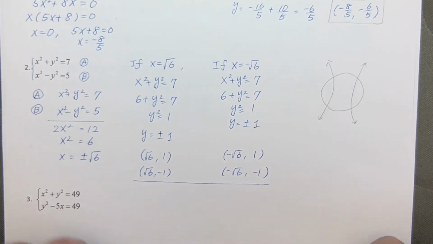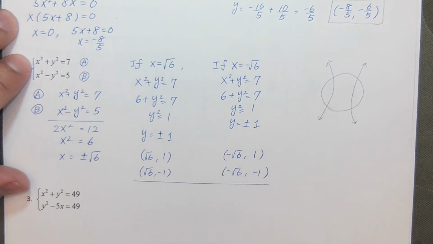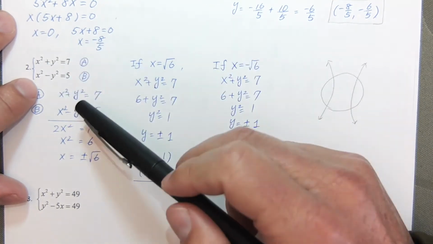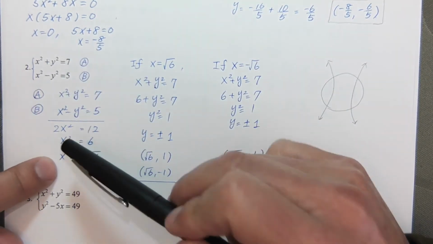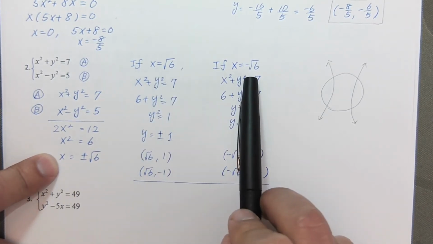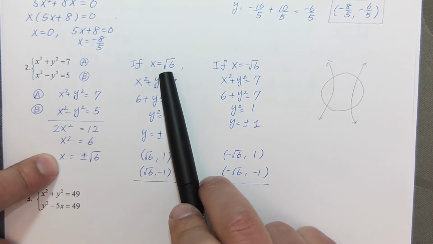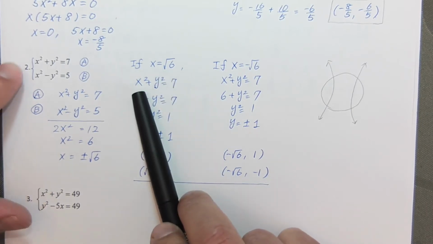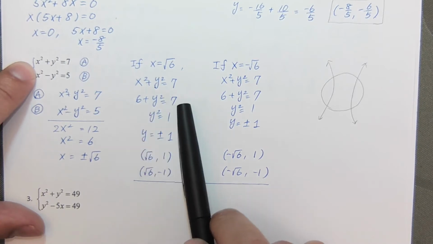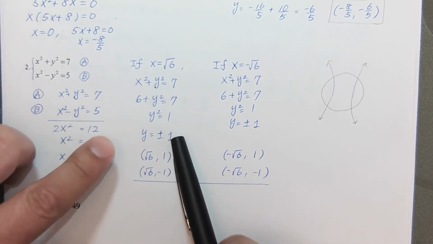Next up, here we have a circle and a hyperbola. And I'm going to notice that when I add the two equations together, the y squareds are going to disappear. And I just end up with x squared by itself. So x is going to be plus or minus root 6. So when I plug in root 6 into x, root 6 squared is just 6. Subtract it over. This means y is plus or minus 1.